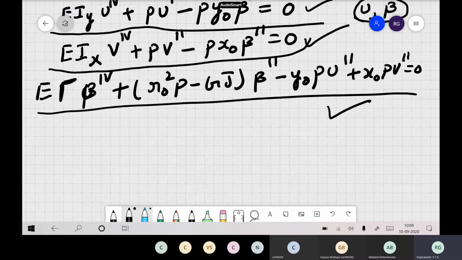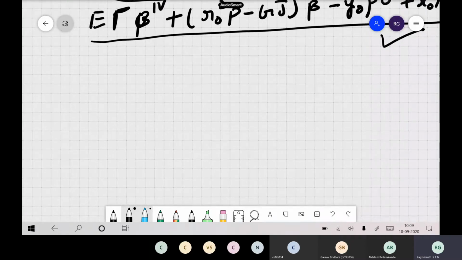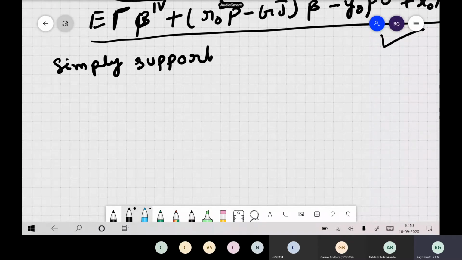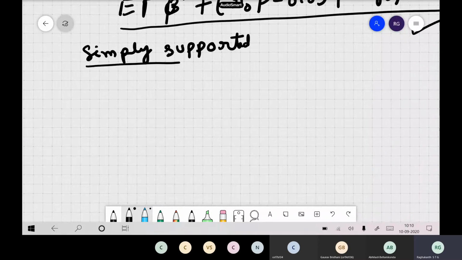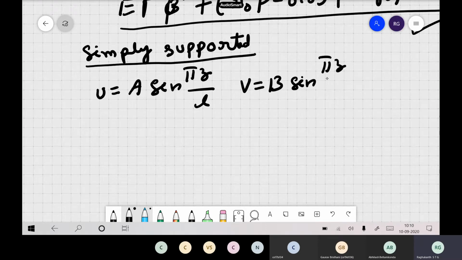Now we will see some special interesting things which you can make out from these equations. Let us assume that everything is simply supported, with respect to warping and movements and all those things. We already know the mode shape when it is simply supported, just for the time being: U equals A sine pi z by L. We can write V also as some B sine pi z by L.